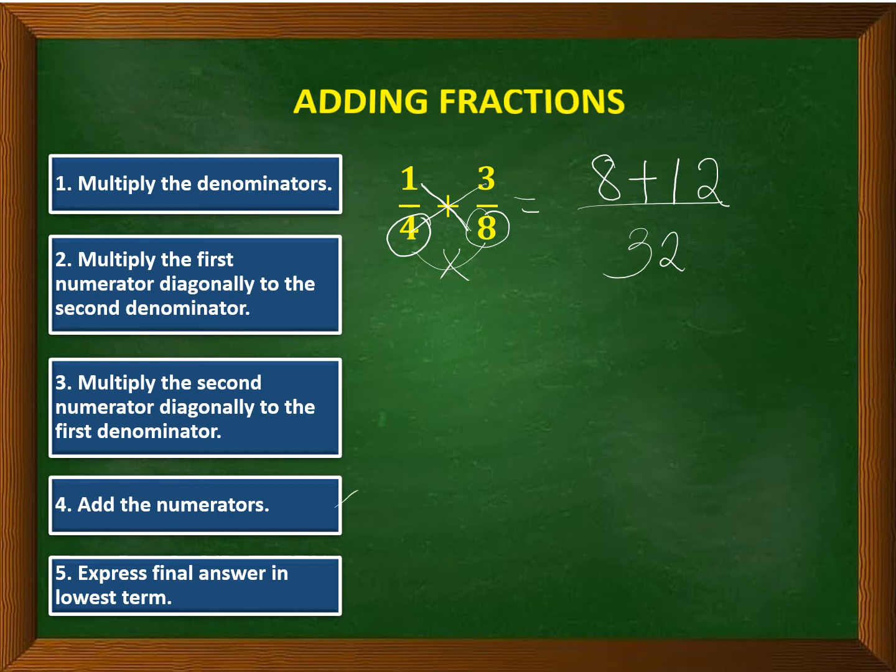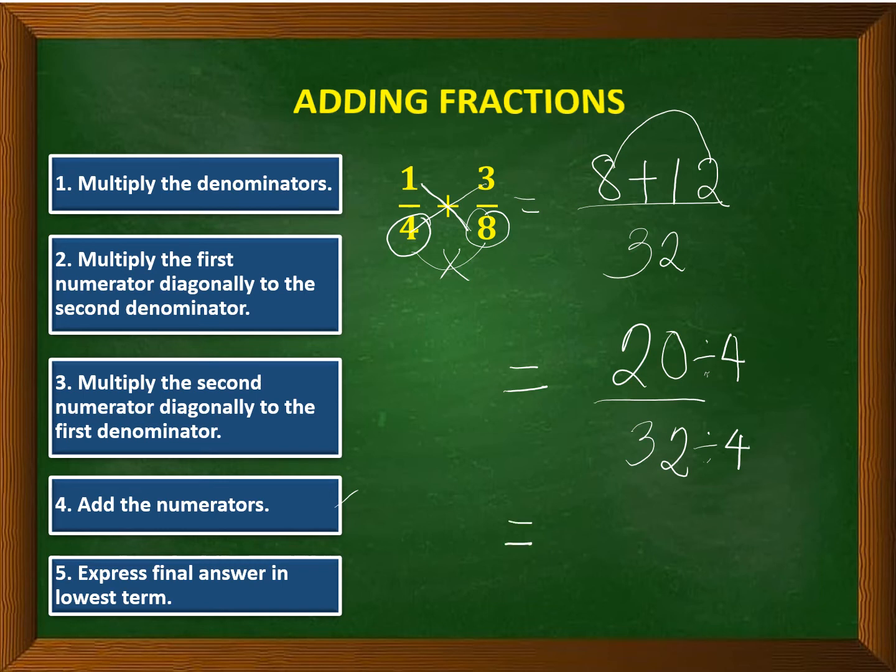The next step is to add the numerators. 8 plus 12 is 20. Copy the denominator 32. Now, is this already our final answer? Not yet, because we can still express this in lowest term. We can still divide both numerator and denominator by 4, their greatest common factor.